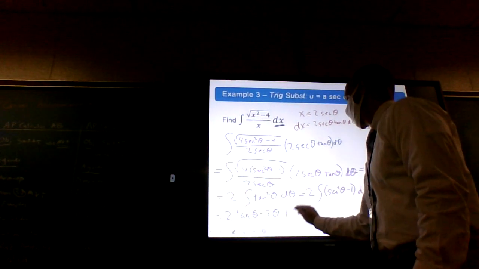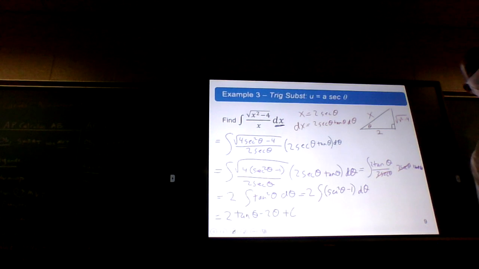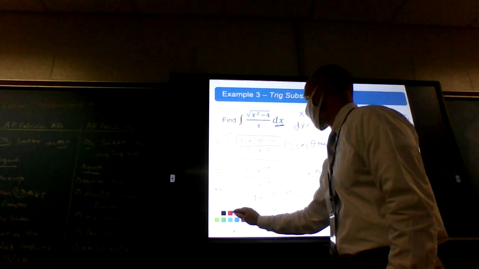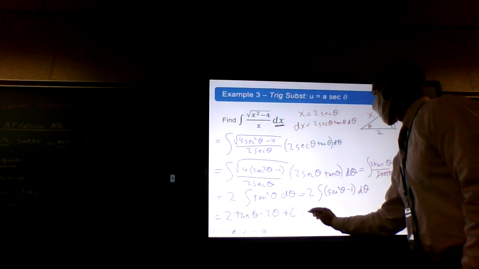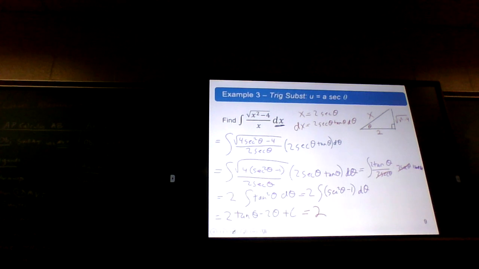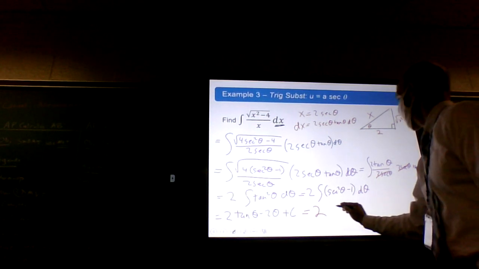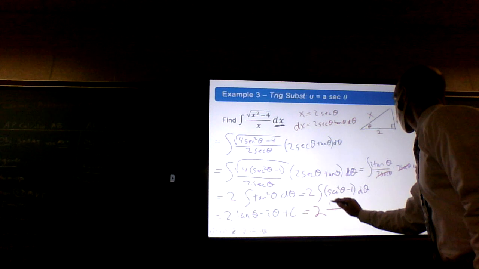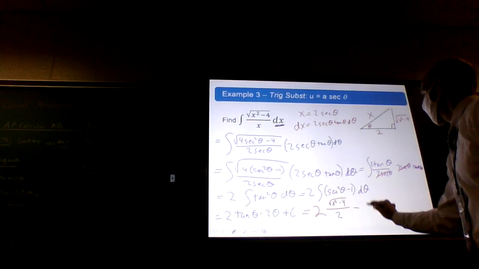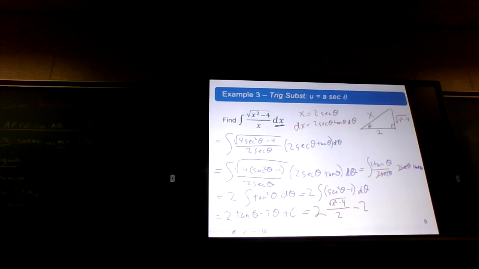Okay, we're almost done. This is good. Now I'm going to switch back to red here. 2 times. Now, what are we going to put in for tangent? The square root of x squared minus 4, over 2. By the way, the 2s are going to cancel. We'll get to that in a second.